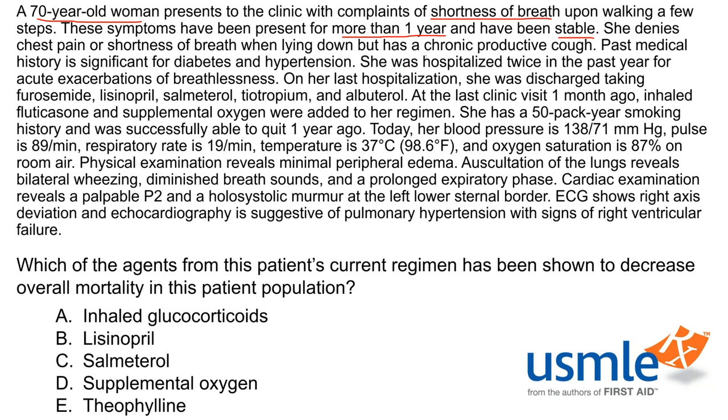Past medical history is significant for diabetes and hypertension. She was hospitalized twice in the past year for acute exacerbations of breathlessness. At her last hospitalization, she was discharged taking furosemide, lisinopril, salmeterol, tiotropium, as well as albuterol. At her last clinic visit 1 month ago, inhaled fluticasone and supplemental oxygen were added to her regimen. She has a 50-pack-year smoking history, but was successfully able to quit smoking 1 year ago.